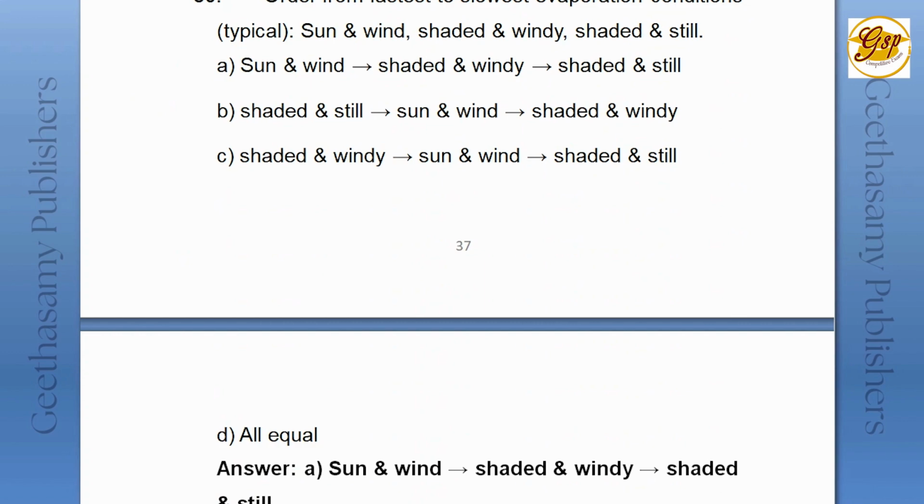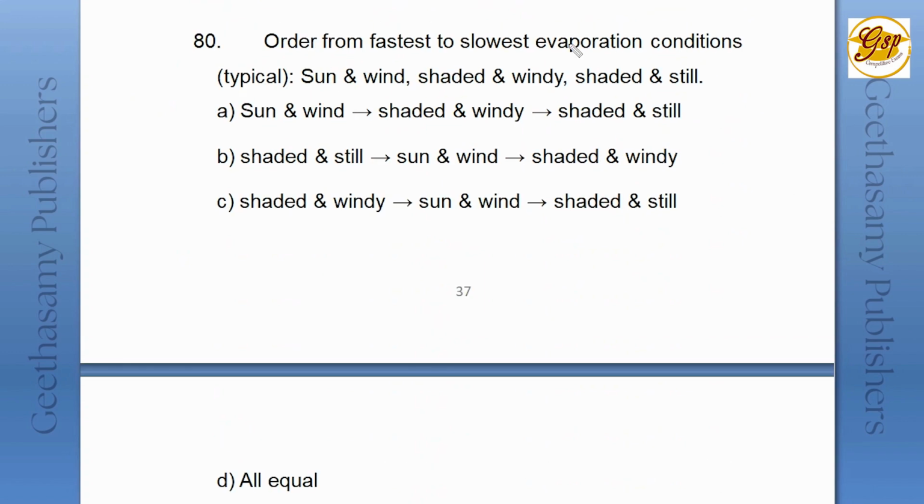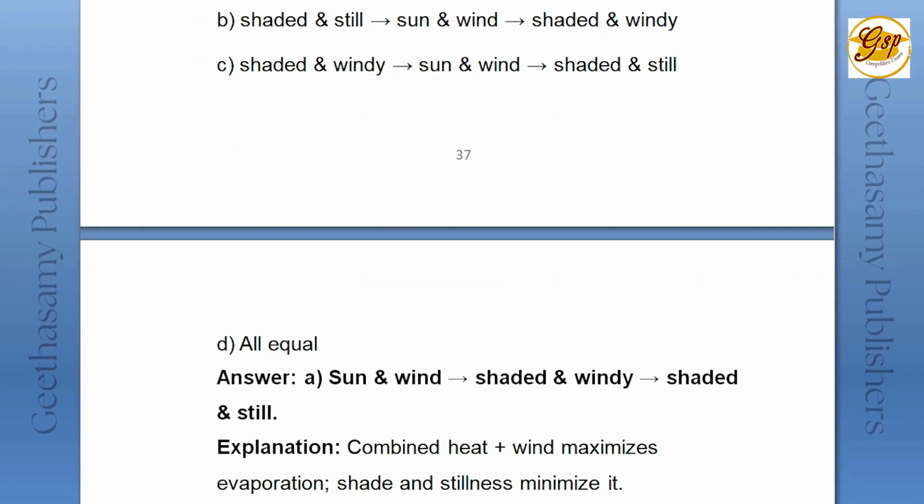Then again, another order: the fastest to slowest drying. Options: sun and wind, shade and wind, and shaded and still. Sunny, windy; shaded, windy; shaded, still. All are equal, right? The answer is sun and wind, which is the fastest. Shade and windy is slower, and shade and still is the slowest, right? Fine.